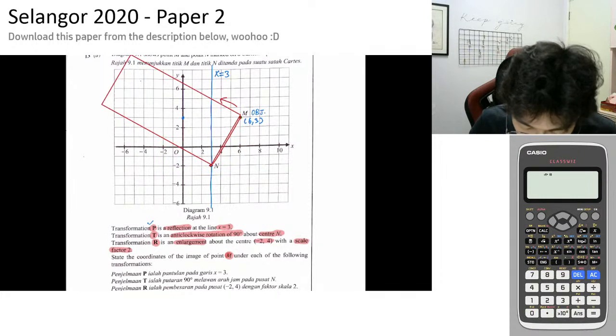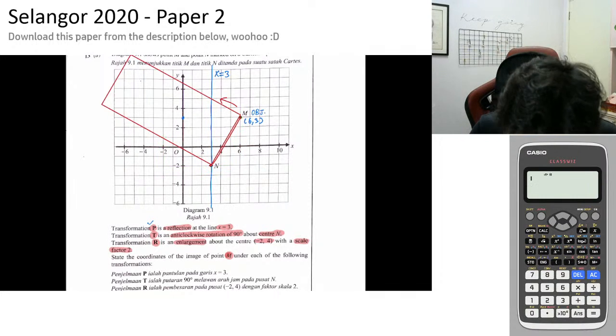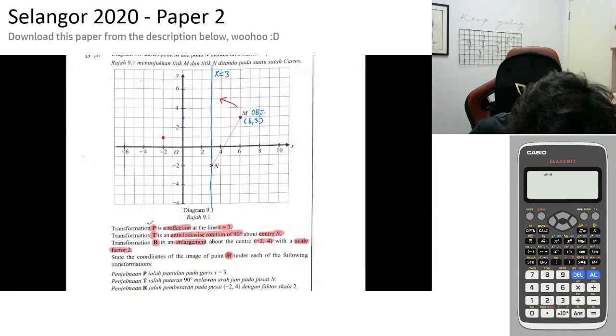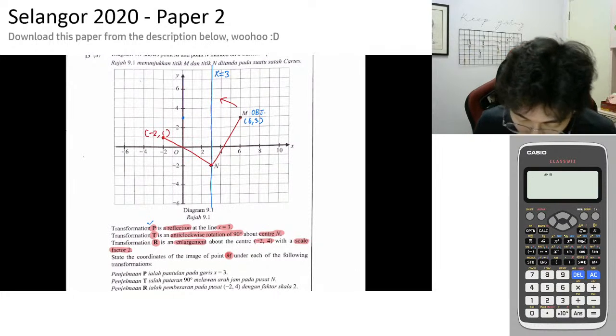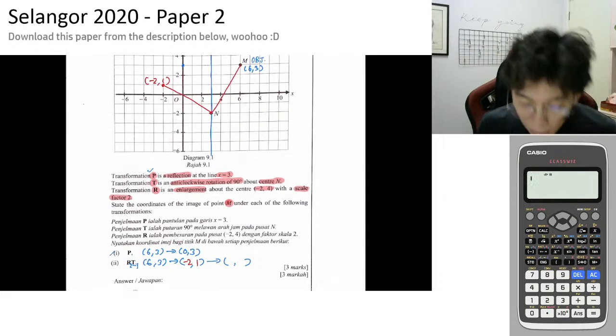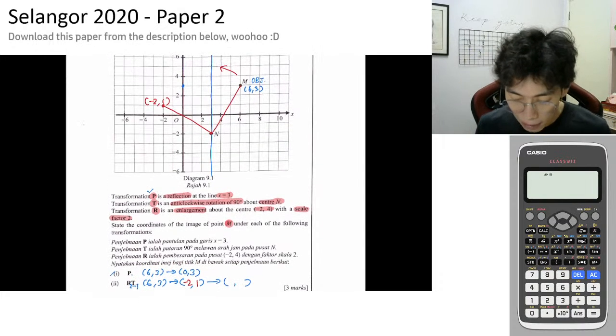So the answer being what? The answer is here. So I just put a marking there. I draw a line. So this answer is -2 and 1. So I put there -2 and 1. And then, now the enlargement part.